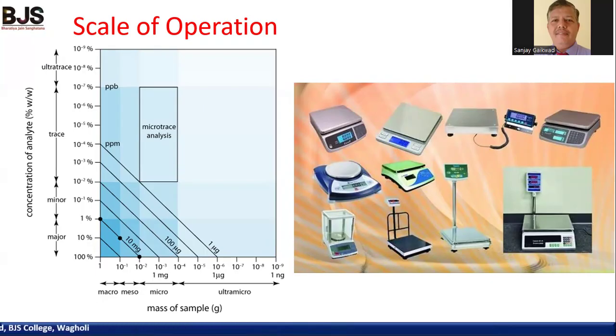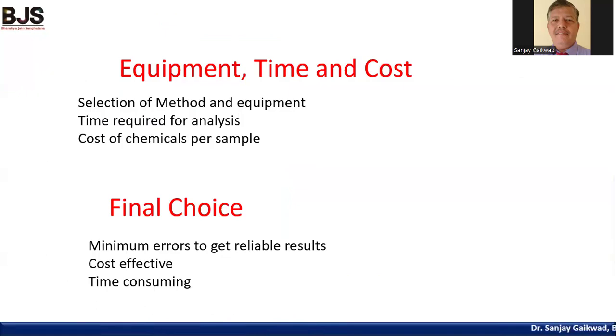Such a type of things can be utilized. Now, in case of the selection of the equipment, time and cost, in case of the method, that is selection of the method and equipment, it is most important, because once you select the method, then it is important that the equipment required for this method and how much time required for this analysis, even that the cost is also important. Therefore, selection of method is important, equipment is important, time required for the analysis can be considered, and cost of the chemical per sample is also important.